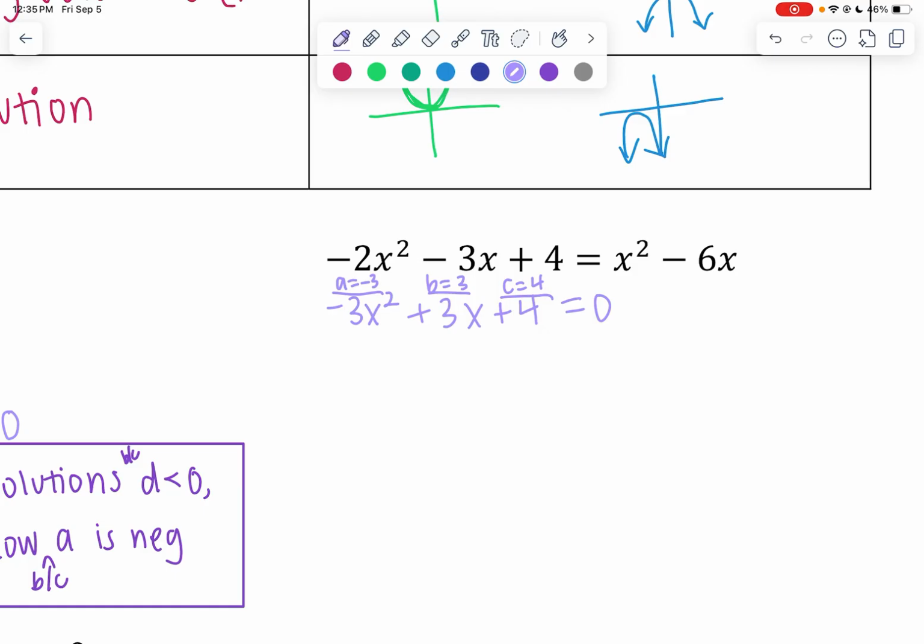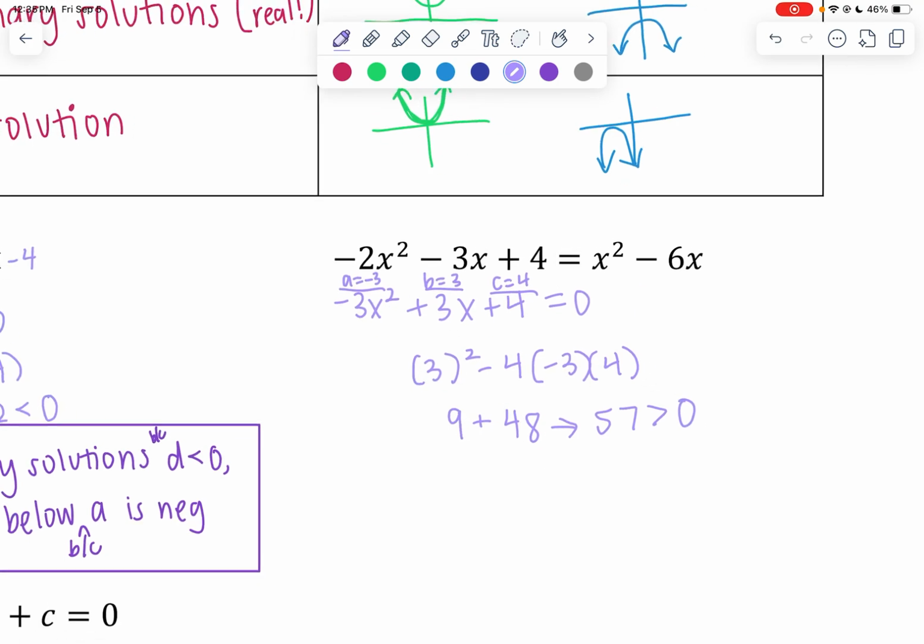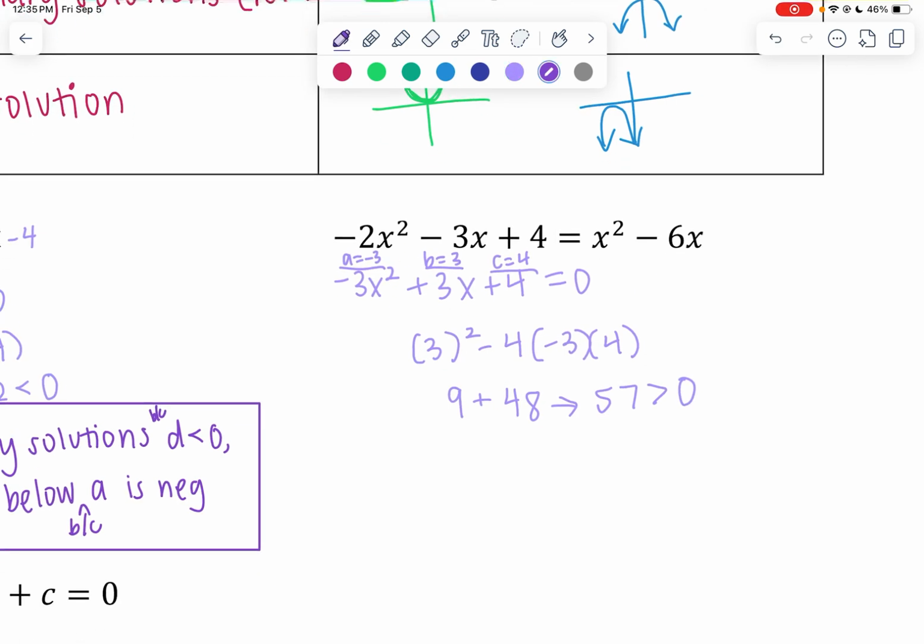And now I'm going to find the discriminant, and then I'm going to use that to tell me about this. So B squared would be 3 squared, minus 4 times A, which is negative 3, and C is 4. 3 squared is 9. 2 negatives becomes positive. 4 times 3 is 12. 12 times 4 is 48. 9 plus 48 is 57, which is a positive number greater than 0. So I have solutions here. Because I had a positive number, I have 2 real solutions.